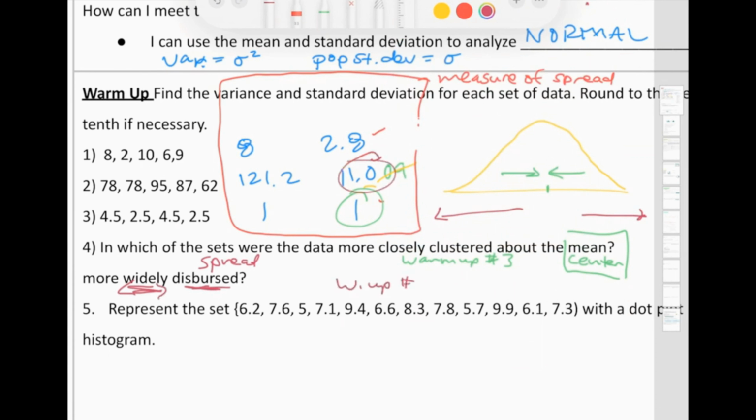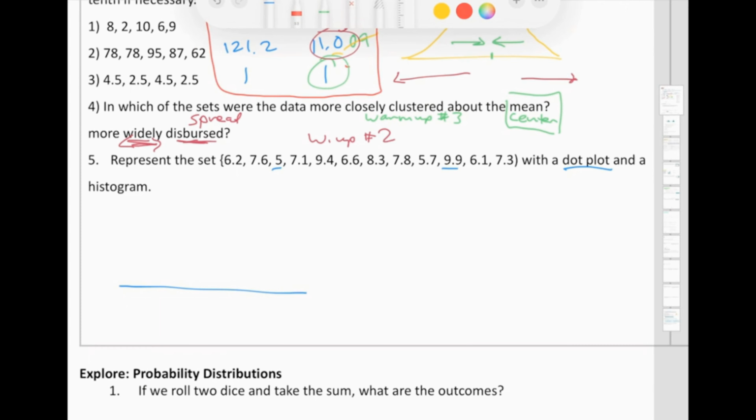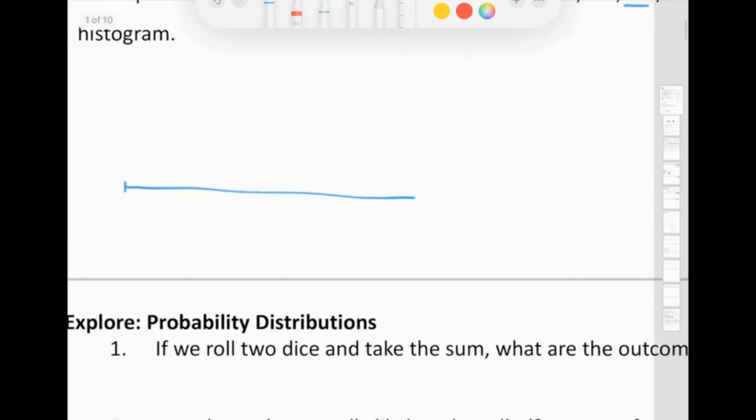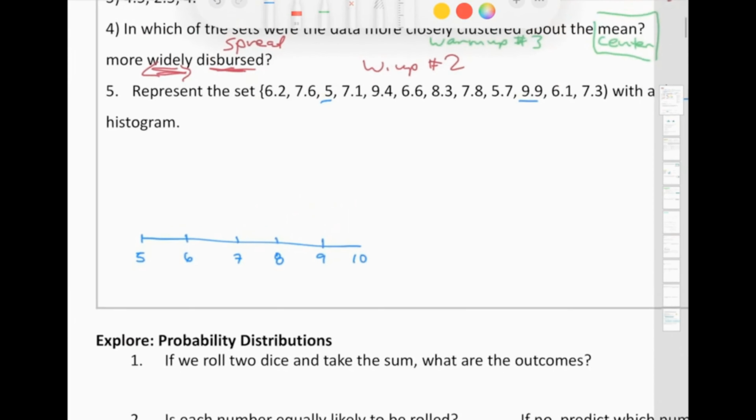Okay, so now this question number 5 tells me to create a dot plot. And what I'm going to do is look at the range. I'm going to look at the largest number and the smallest number. I see it's pretty much like 10, and I see a 5. So I'll put 5, 6, 7, do my best to equally distribute them, 9, and 10. And a dot plot just basically means we're going to put a dot. And as you do that, go ahead and put a check mark so you don't forget where you put it.